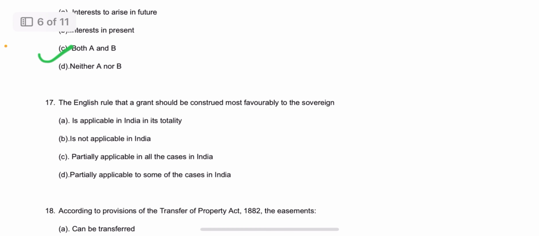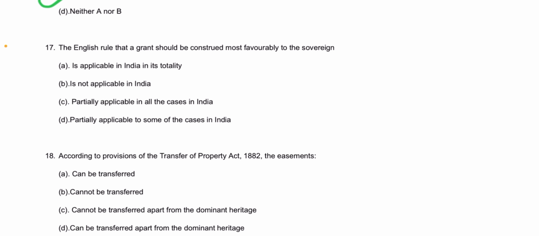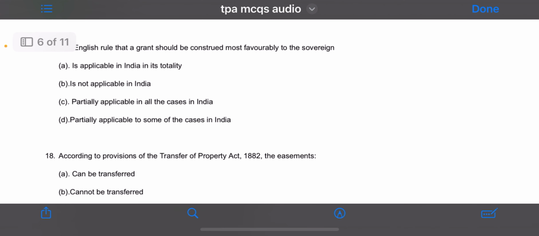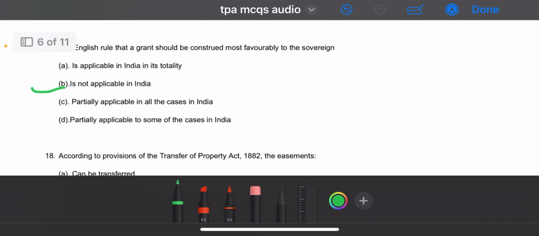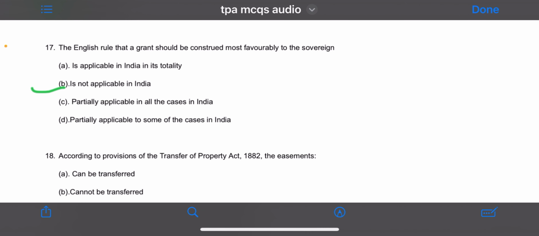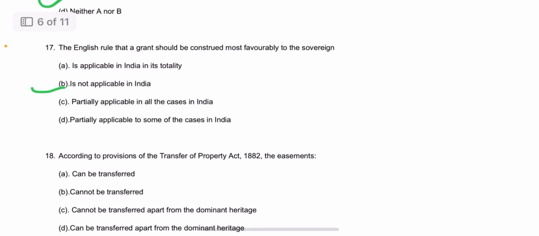Now 17th question, the English rule that a grant should be construed most favorably to the sovereign. The options are A, is applicable in India in its totality. B, is not applicable in India. C, partially applicable in all the cases in India. D, partially applicable to some of the cases in India. So the correct answer of this question is B, is not applicable in India, which means that the English rule that a grant should be construed most favorably to the sovereign is not applicable in India.